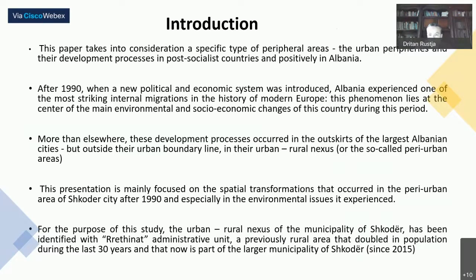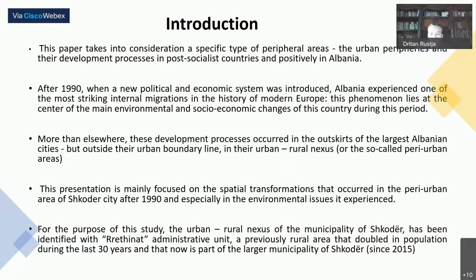in their urban-rural nexus, or the so-called peri-urban areas, as I have called them also in my PhD dissertation. This presentation is mainly focused on the spatial transformations that occurred in the peri-urban area of Schröder city, and especially the environmental and infrastructural issues that it has experienced, and where they stand, and what can be done for the future.